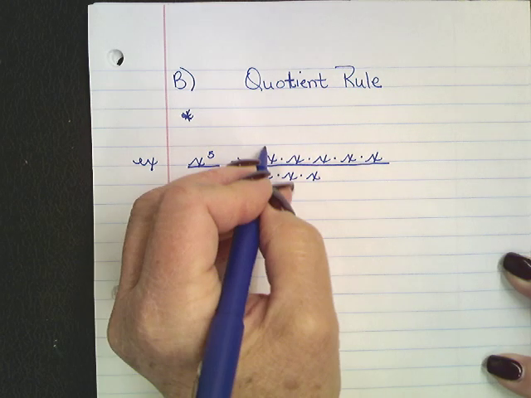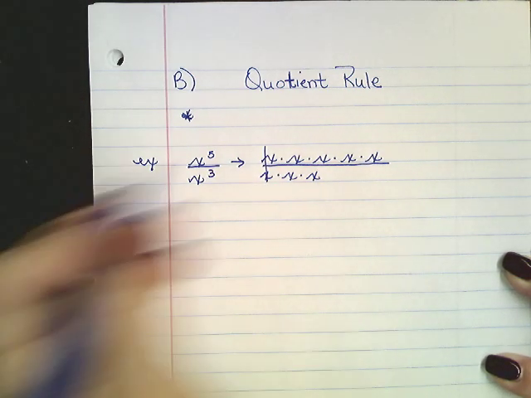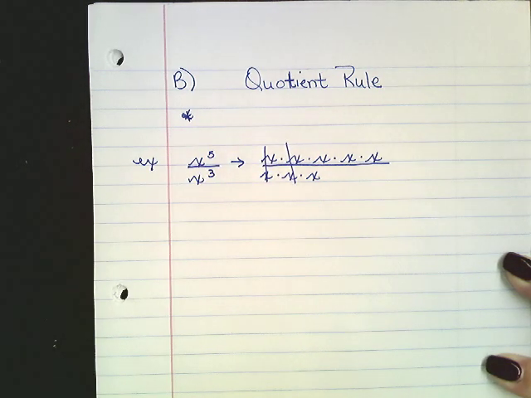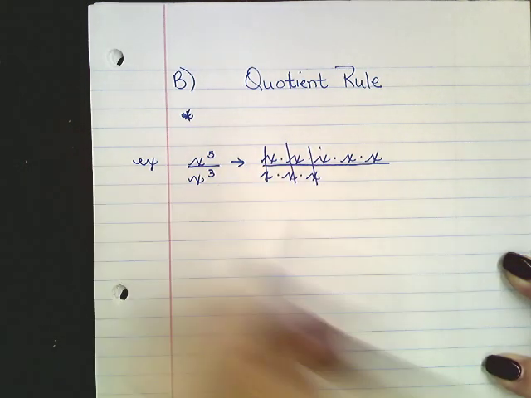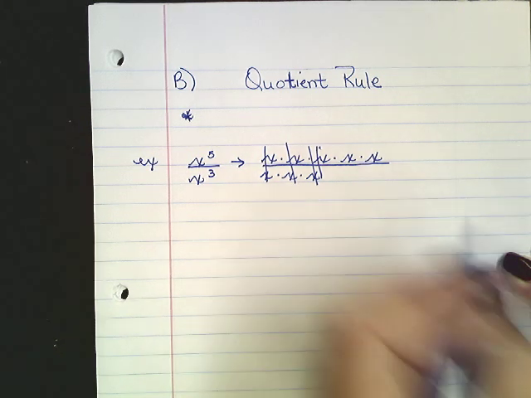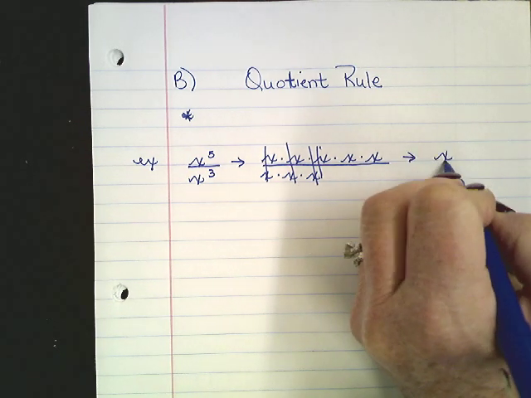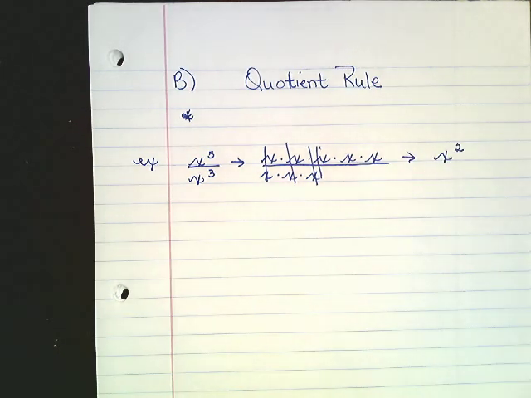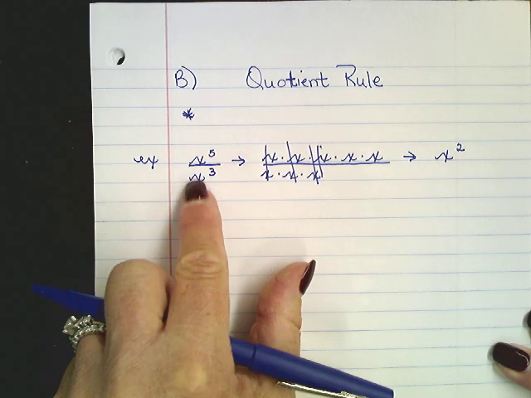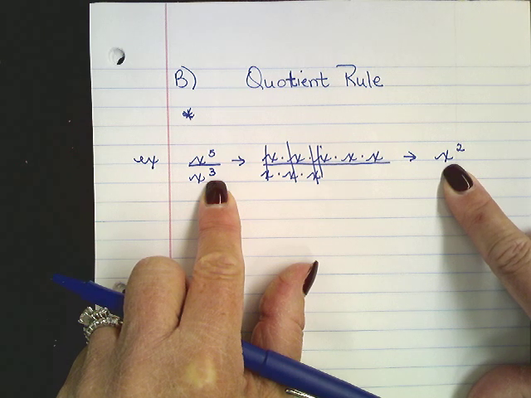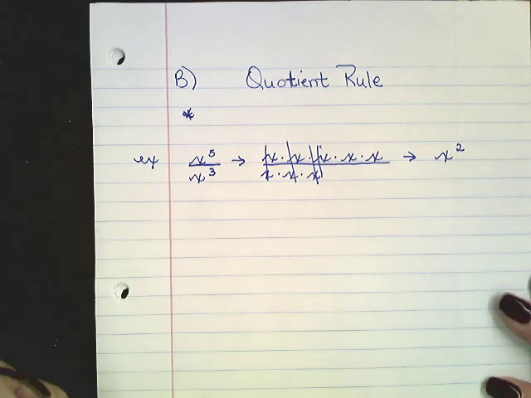So here, these would cancel each other out and make 1. Those would cancel each other out and make 1. And these would cancel each other out and make 1. How many do I have left? x to the 2nd power. I have 2 left. Now go back and look. We have x to the 5th, x to the 3rd, and our answer is x to the 2nd power.